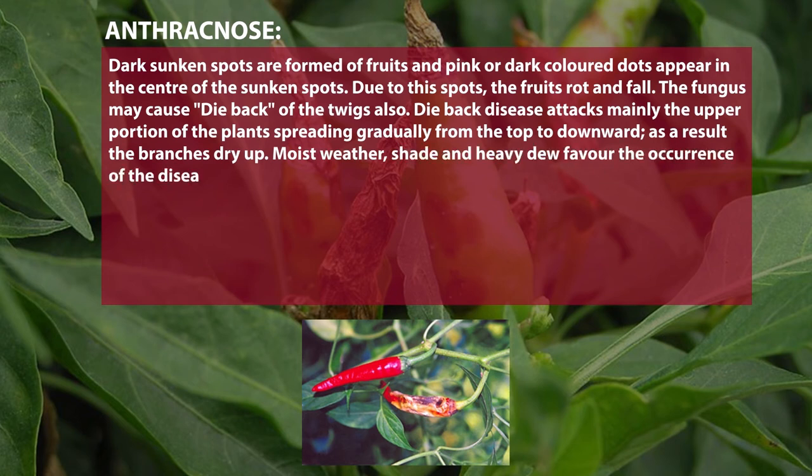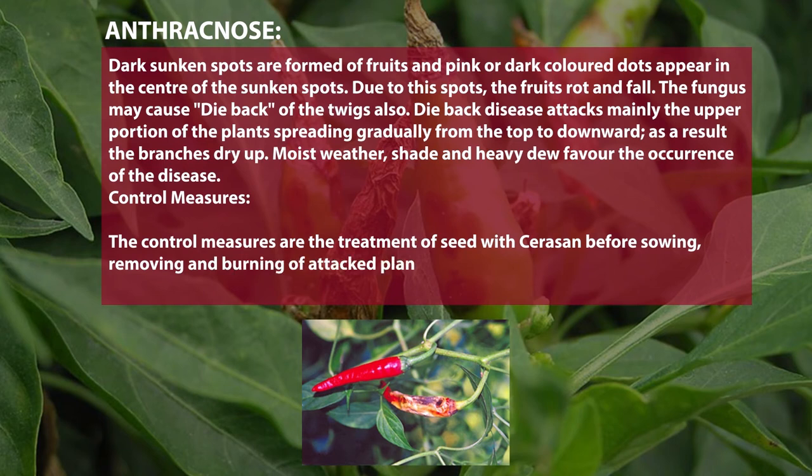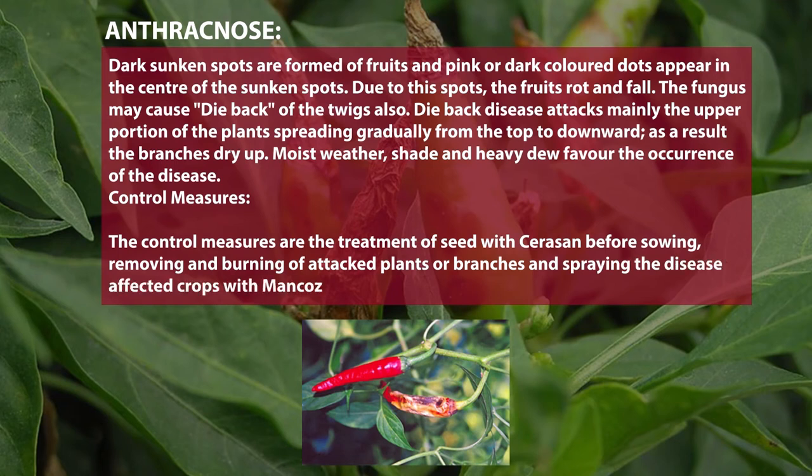Control measures. The control measures are the treatment of seed with Thiram before sowing, removing and burning of attacked plants or branches, and spraying the disease-affected crop with Mancozeb, Dithane M45, at the rate of 2.5 gram per liter of water.